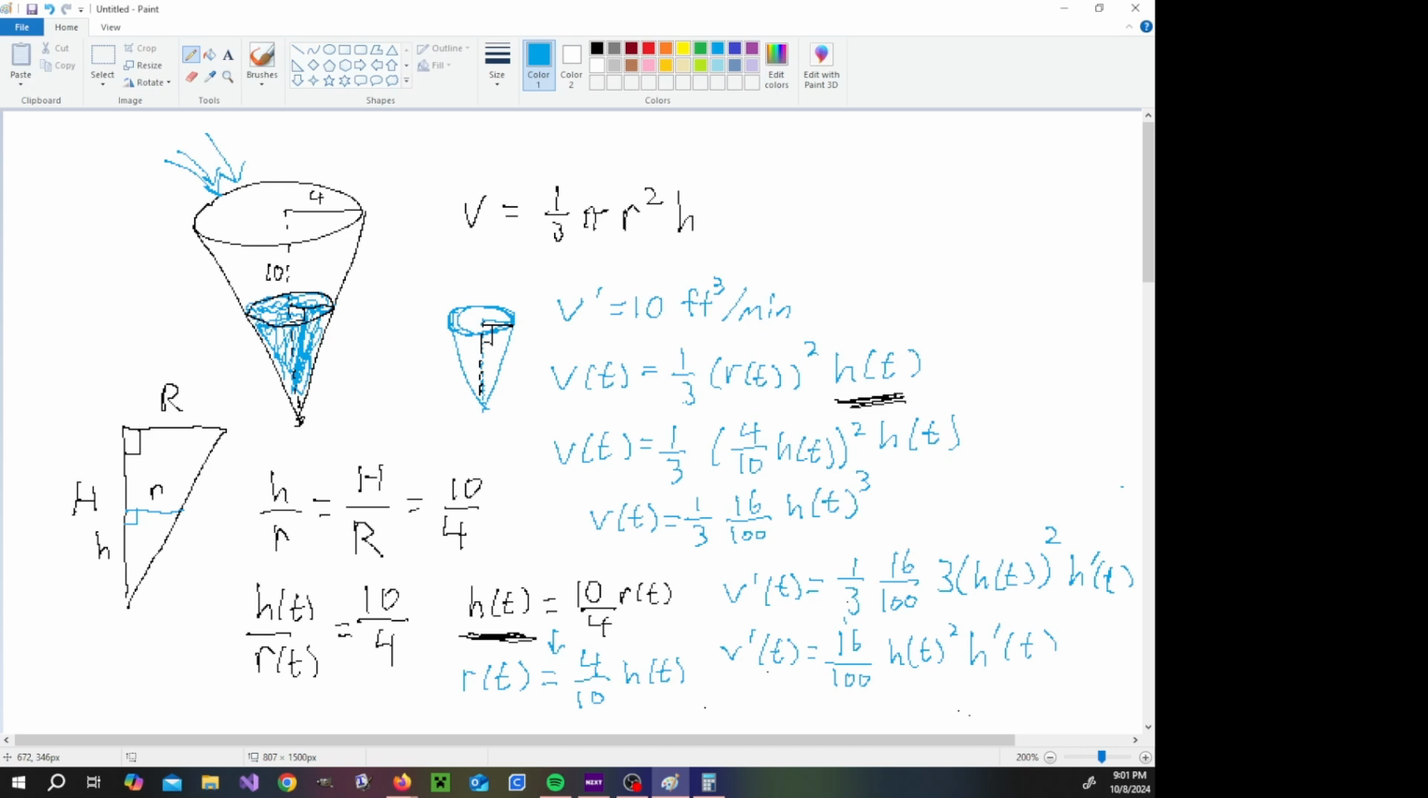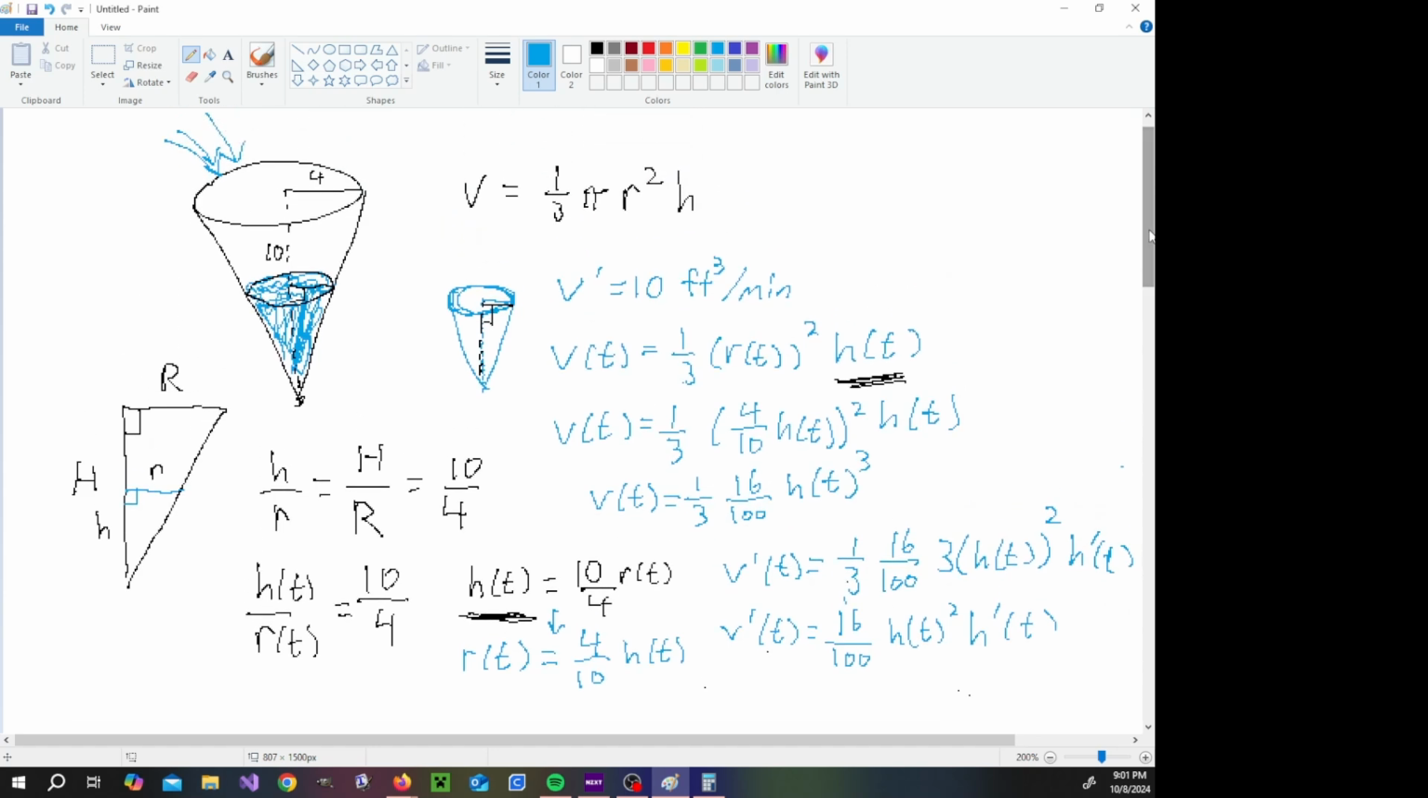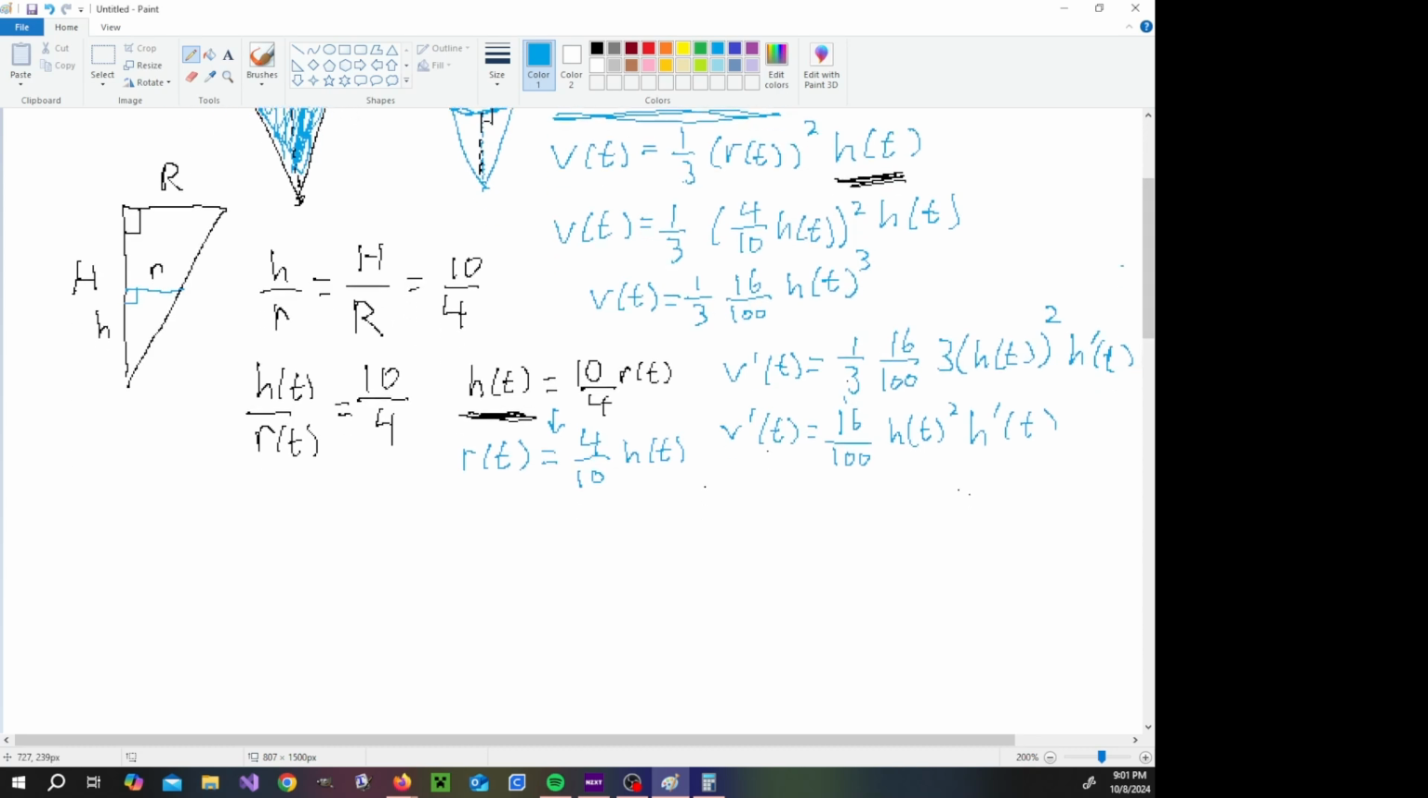So right now, the way we look at it, it looks like there's three unknown pieces. However, we know that the volume is filling up at a rate of 10 cubic feet per minute. So really, it's not just v prime of t equals this. We know that v prime of t is going to be 10. So now the only unknown that I actually need to figure out is whatever h of t is.